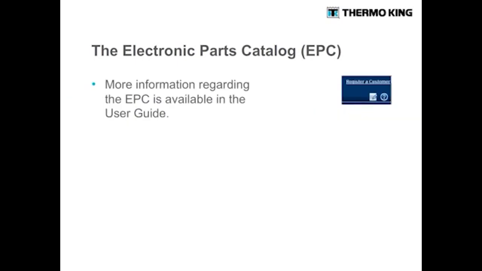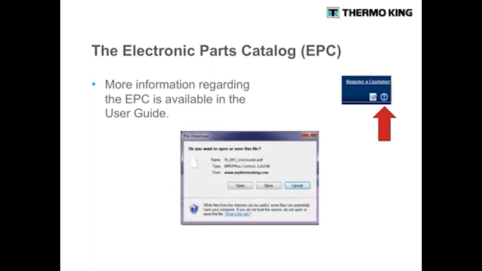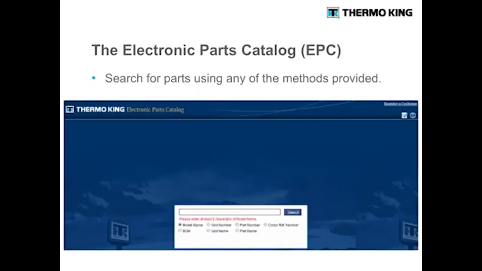For more in-depth information on the EPC, you can bring up the user guide by clicking the question mark in the upper right-hand corner of the screen. This will bring up the window that will ask you to either open or save the PDF file. This electronic parts catalog allows you to search for part numbers in many different ways.